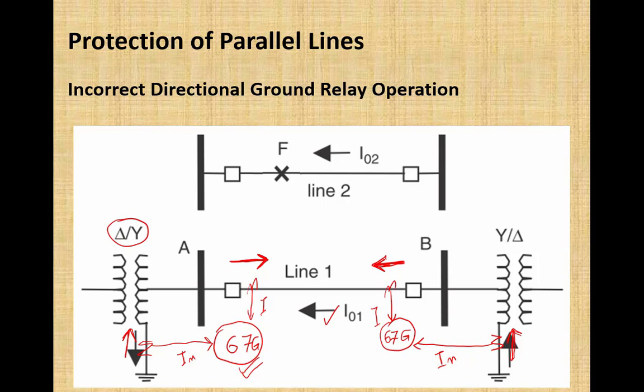What could be the solution of this problem? The only solution is we can't use the directional ground fault overcurrent relays here. We will have to replace them with some distance relay. Otherwise, these relays are going to misoperate due to induced current.